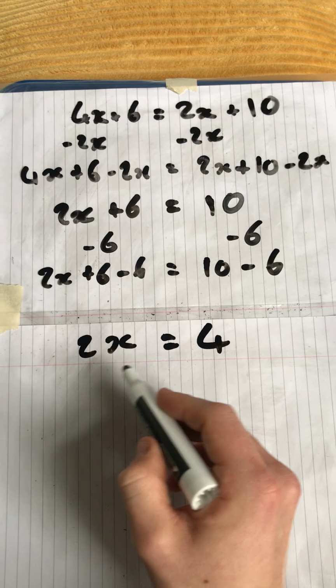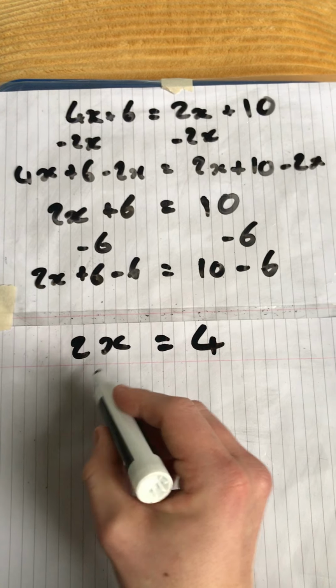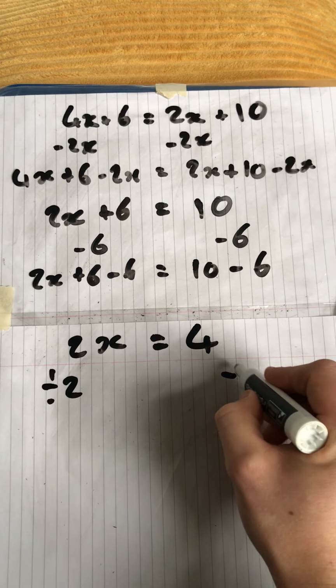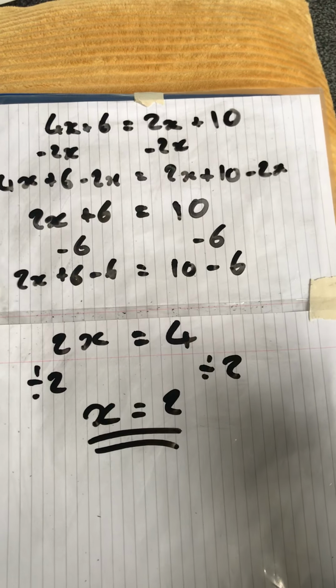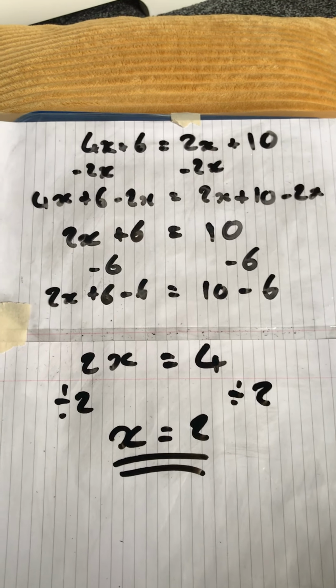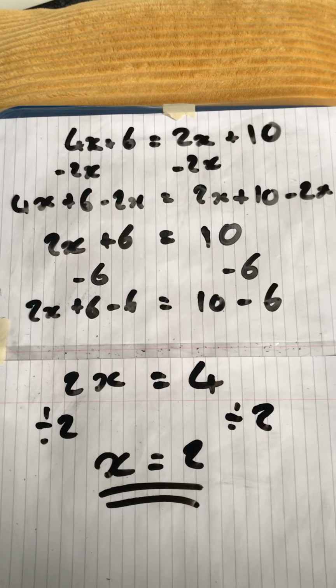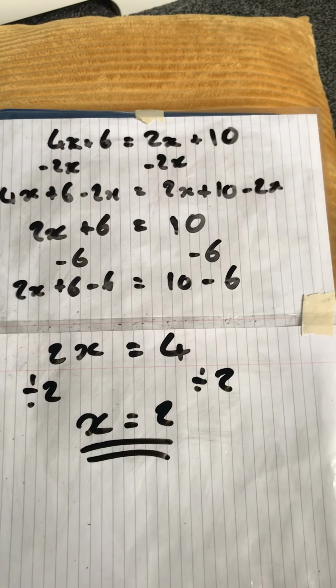We don't want to know what 2 lots of the unknown equal, though. We want to know what 1 lot of the unknown is equal to. So we're going to half both sides of the equation. And that's your answer. So guys, have a little look at that.